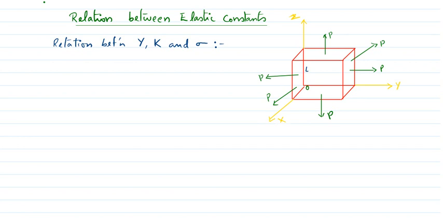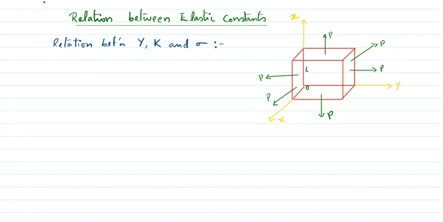And if the extension is parallel to y-axis, what will happen? Extension is acting along y-axis, then along z and x axis you can see there is some compression. If the pressure is applied parallel to z-axis, then the extension is parallel to z-axis and you can see there is compression along y and x axis.